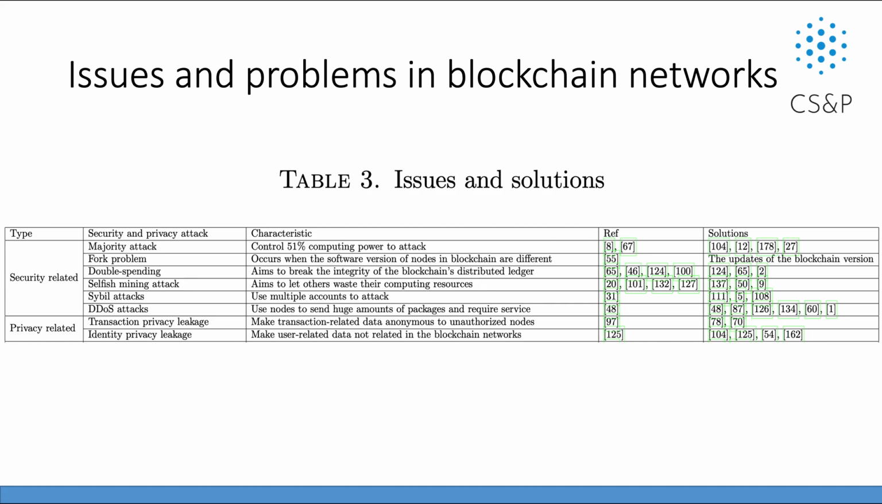As for the privacy related issues, there are two main points that I summarized, which are the transaction privacy leakage and the identity privacy leakage. For transaction privacy leakage, it needs to make transaction-related data anonymous to unauthorized nodes. And for identity privacy leakage, it needs to make user-related data not linkable in the blockchain networks. The attack references and solutions are also shown in the table.